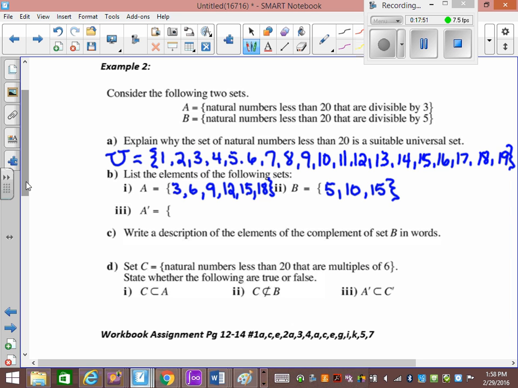Complement of A, or not A. What are the numbers that are in the universal set and not in A? It's going to be quite a few because these are the only ones that are in A. So 1, 2, 3 is in A, 4, 5, 6 is in A, 7, 8, 9 is in A, 10, 11, 12 is in A, 13, 14, 15 is in A, 16, 17, 18 is in A, and then 19.